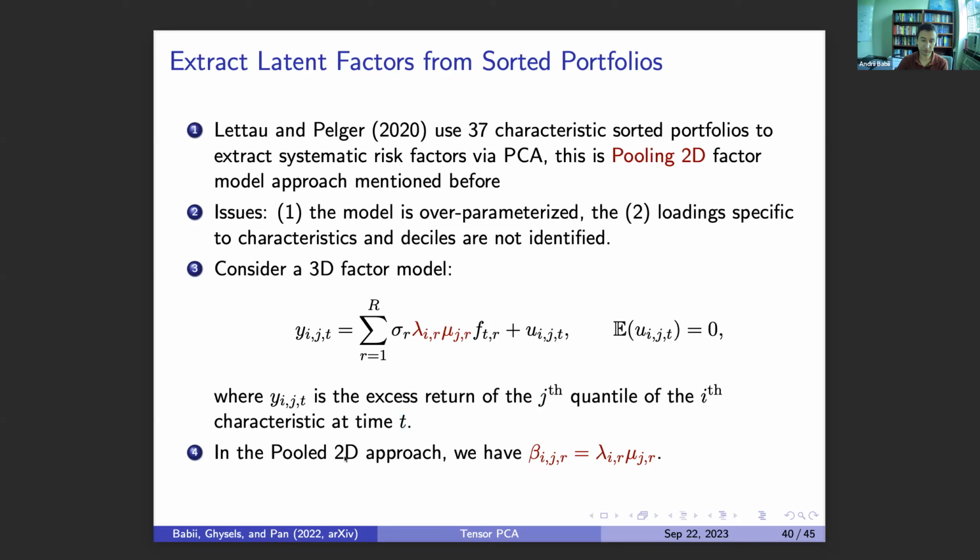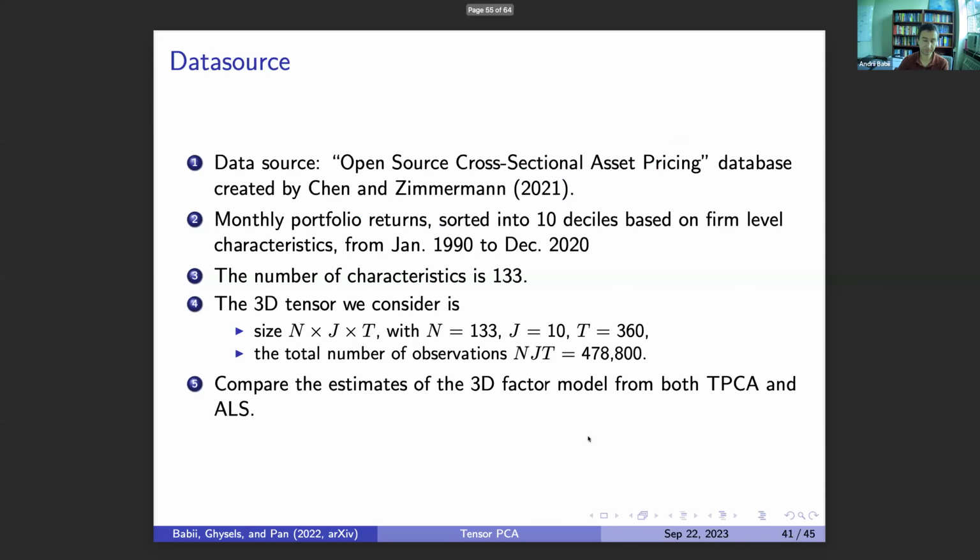In the pooled two-dimensional approach, we say that these loadings are just a beta, and we are estimating these betas. We used a data set from a paper by Zheng and Zimmerman. This is an open source database. It's publicly available. And in this data, we cover 30 years from 1990 to 2020.